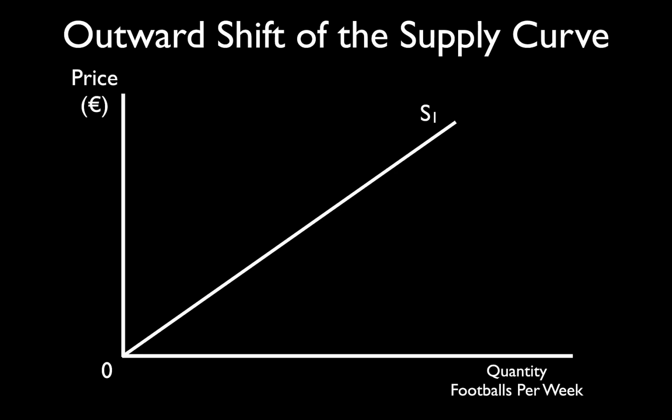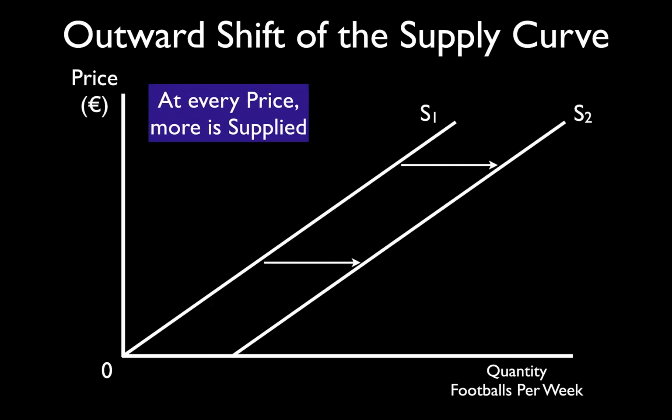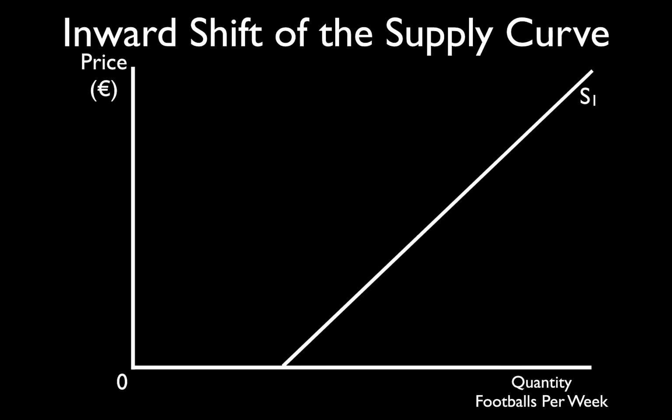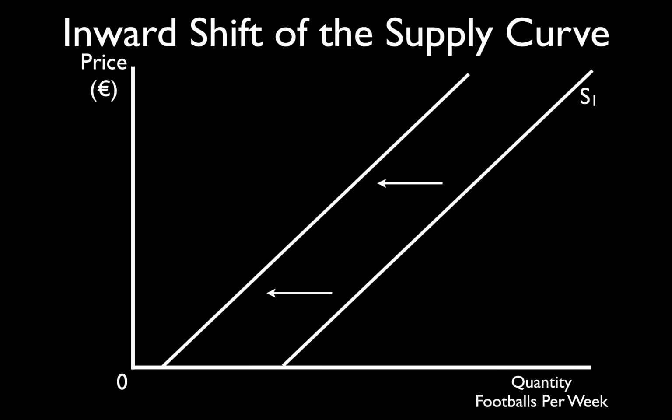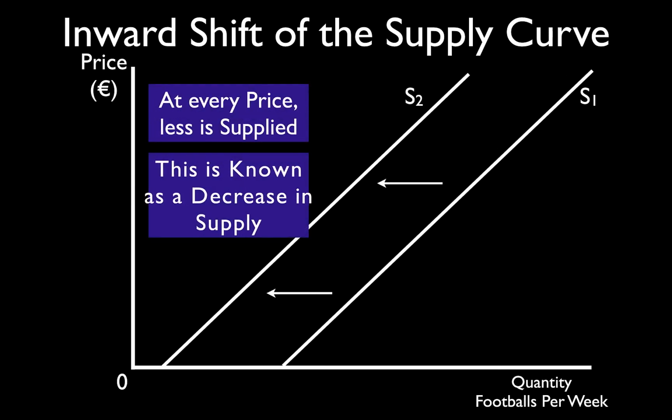Okay, so just to remind ourselves what an outward shift of the supply curve looks like, all it means is that the entire curve shifts to the right, and it means that at every price more is supplied, and this is known as an increase in supply. A shift causes a change in supply, a movement, which is a change in price, causes a change in quantity supplied. On the other hand, when the supply curve shifts inwards, we have at every price less is supplied, and this is known as a decrease in supply.